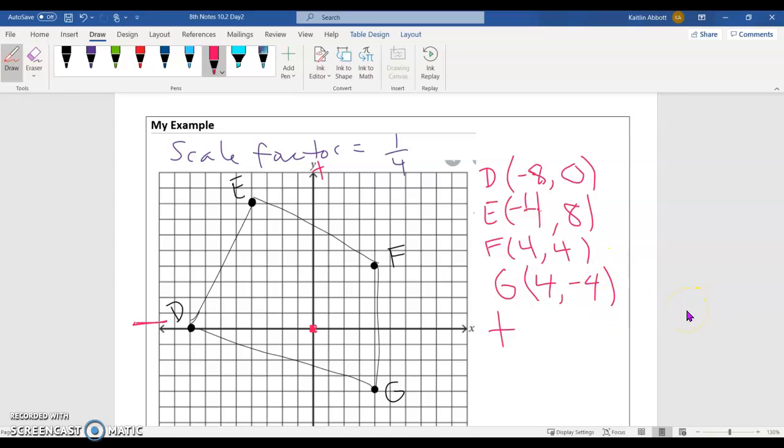Okay, step 1 done. Step 2 is I now got to multiply all these by the scale factor, and the scale factor is 1/4.